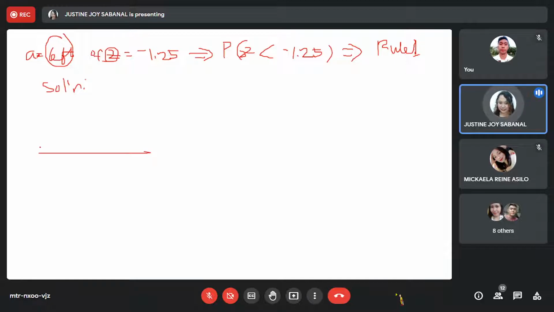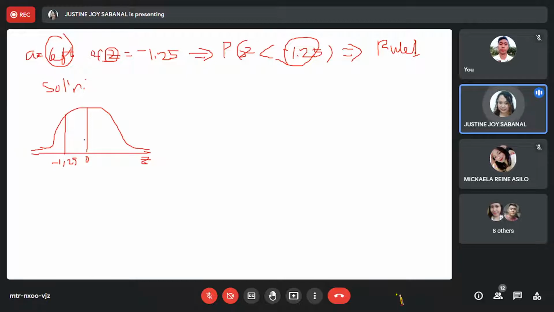Let's say this is our normal distribution. Tandaan, ang standard normal distribution po ay merong mean na 0. Dito po nag-represent yung z. Ngayon, pag i-graph mo yan, nasa gitna yung 0, ilolocate mo muna yung number na ibinigay. So, that is negative 1.25.